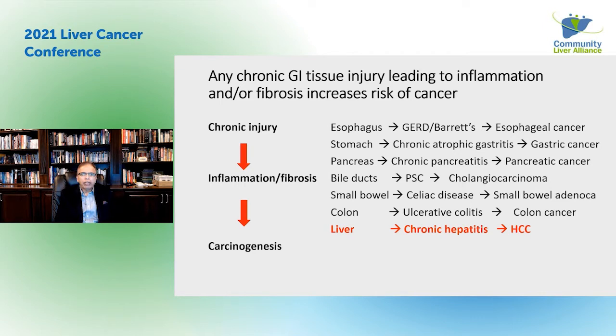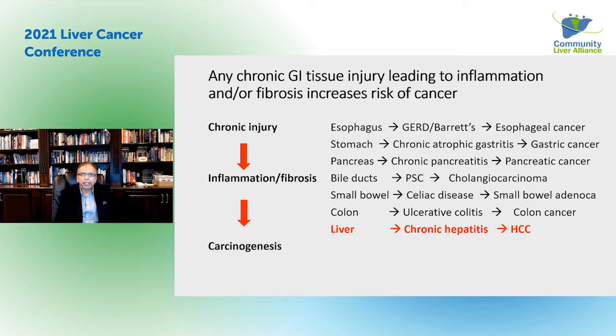So any chronic GI tissue injury leads to inflammation and or fibrosis, and that increases the risk of cancer. And this is not particularly specific for the GI tract, it can happen in other organ systems as well. But looking at the GI tract, for example, in esophagus, if there is long history of acid reflux and there is Barrett's development, that provides the environment for development of esophageal cancer.